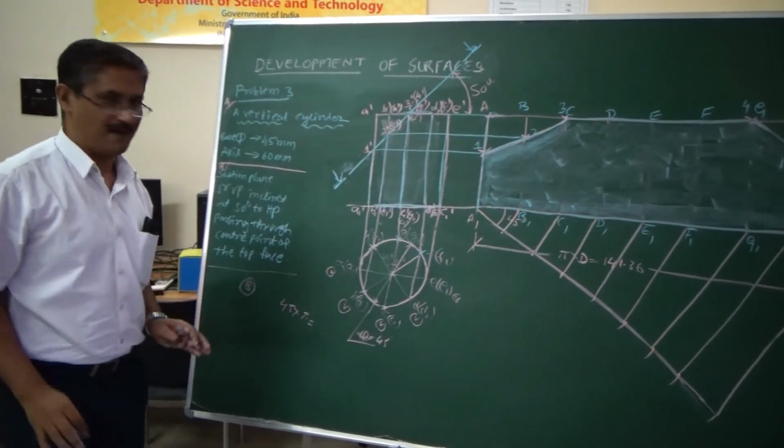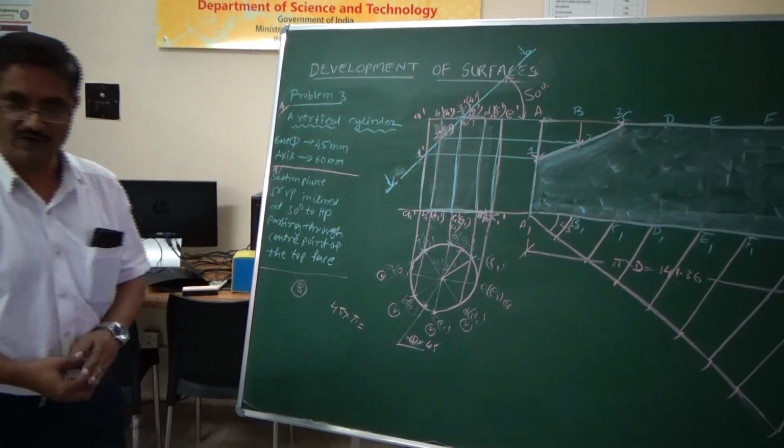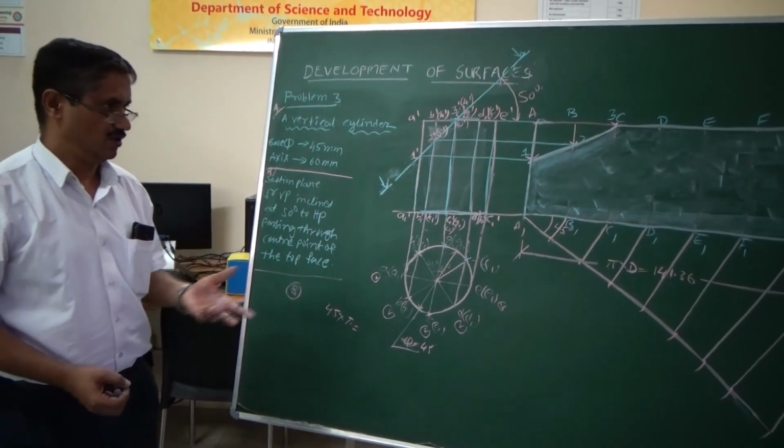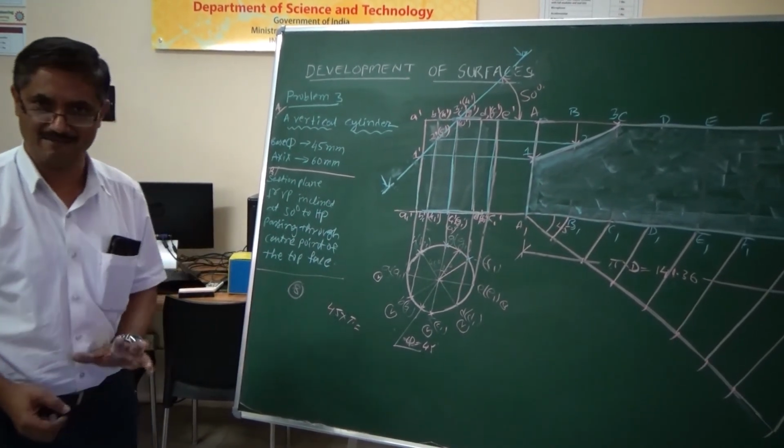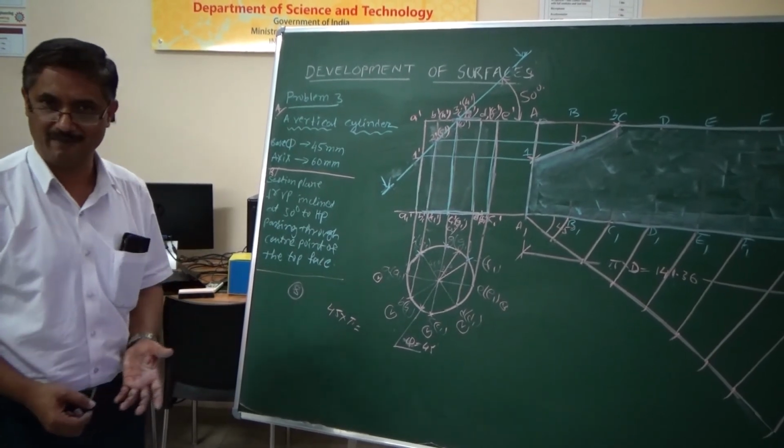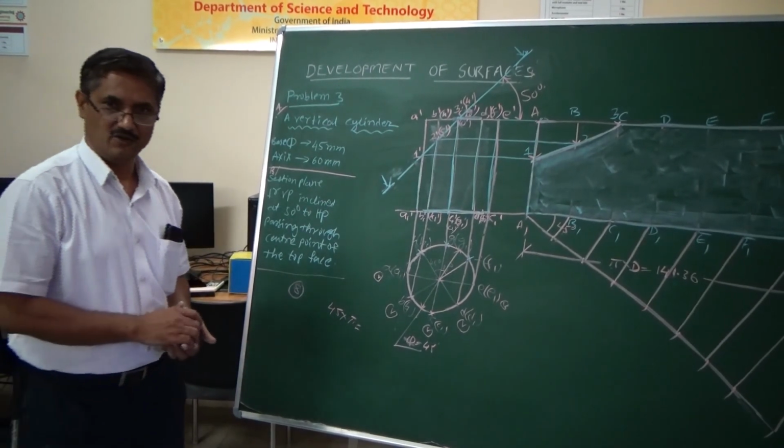So this completes the parallel line method. Now I will do one more problem. So that completes your parallel line method, and then we will move on to pyramid class. So we will be doing that in the next class.